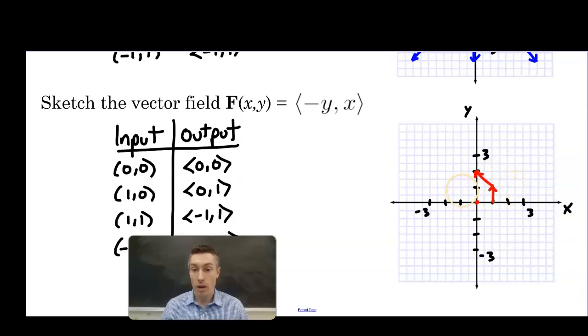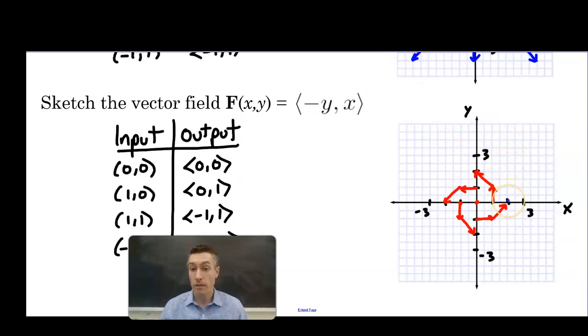And then if we go negative 1, 1, the other point we plugged in, so that's negative 1, negative 1. And let's fill a few more in. So if we went 0, 1, then that would be the vector negative 1, 0. Negative 1, 0 would give us the vector 0, negative 1. And then from there, it goes here. And again, once you pick up on the pattern, you can start to quickly fill vectors in.